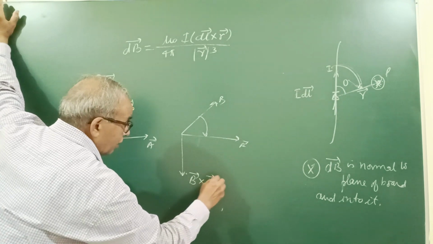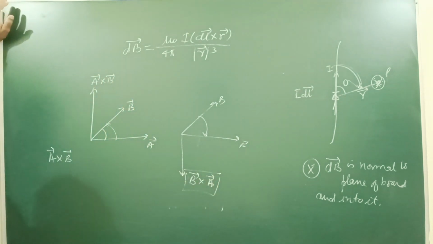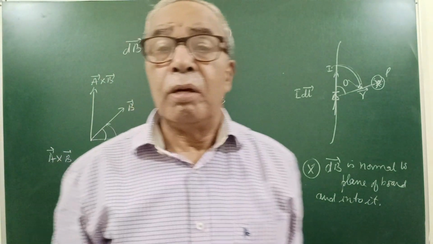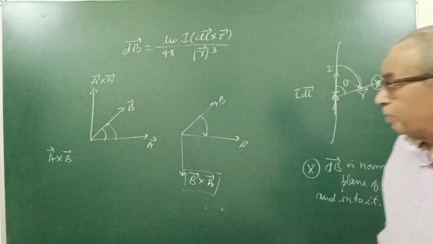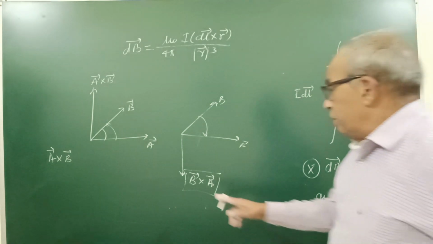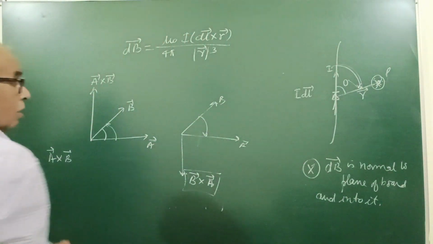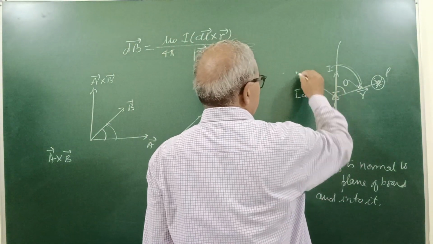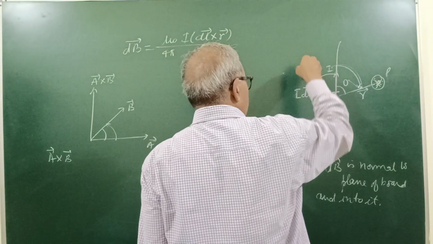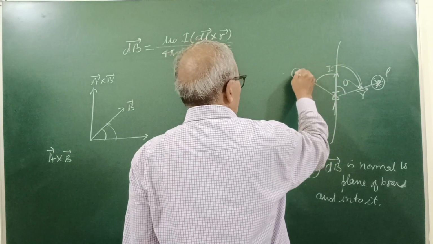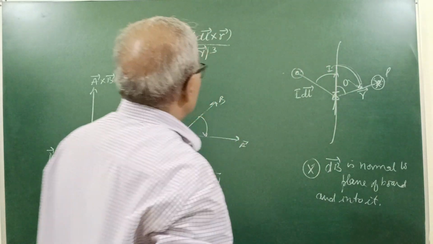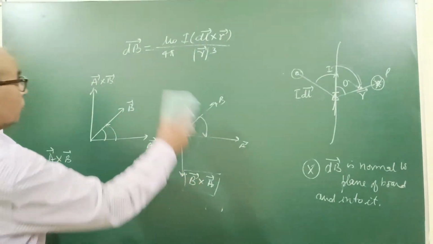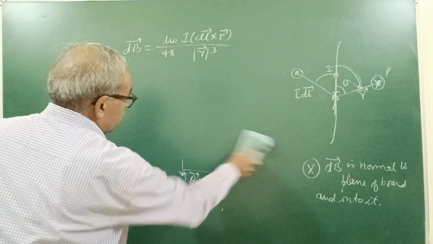B cross A. Please don't say B multiplied by A. Don't say B multiplied by A. It is B cross A. We are using vectors here, right? So it is the vector product B cross A. If I take a point P dash here, then it is outward. Dot means outward. So the direction will be determined from this law, the vector product of dl cross r.